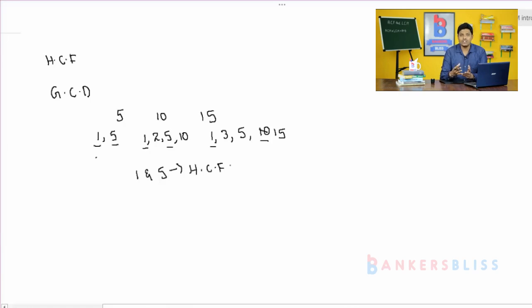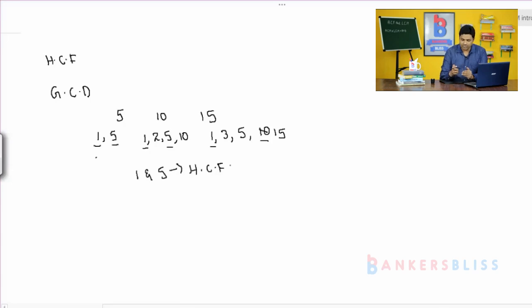So, this is the basic thing. Highest common factors. Factors are nothing but the divisors which are going to divide the numbers. So, three numbers 5, 10 and 15. 1 and 5 are the common factors and 5 is the HCF. Let us go for factorization method. Whatever we have discussed till now is nothing but the factorization method.